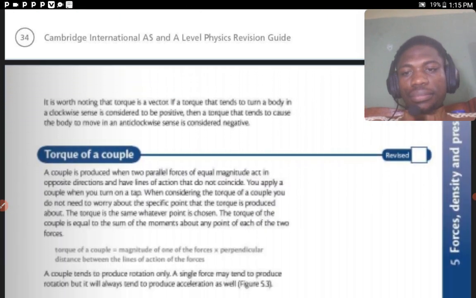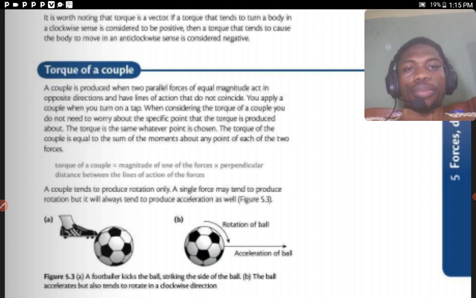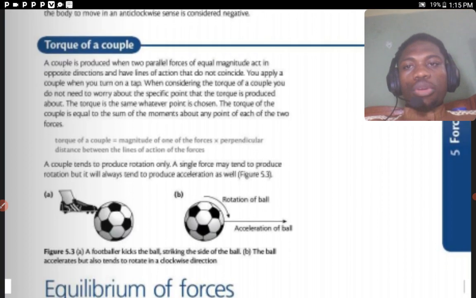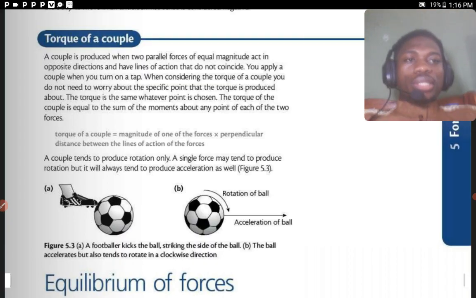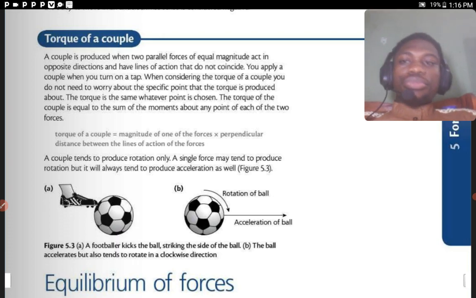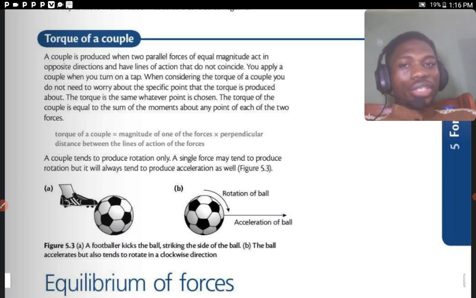All right, the moment of a couple. Now it's important we look at the moment of a couple. First of all, I want you to understand what a couple is. Then we'll talk about what is meant by the moment of a couple. Now, a couple is produced when two parallel forces of equal magnitude, acting in opposite directions, have different lines of action. When these forces coincide, they form what we call a couple.